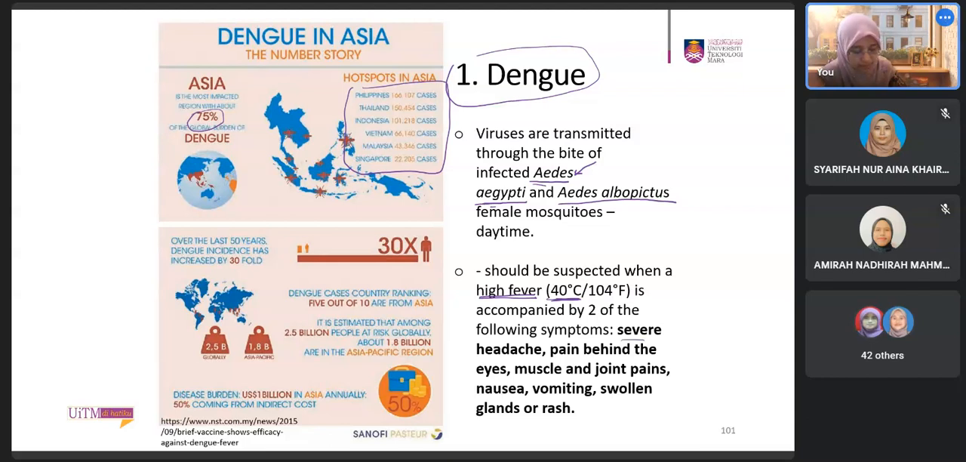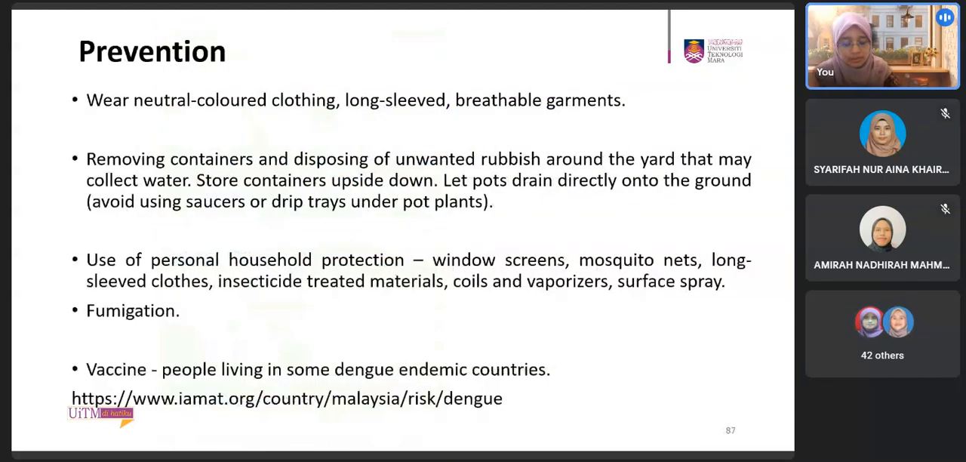Okay, so prevention. So how to prevent dengue? So wear natural colored clothing, long leaf and breathable garment, and then remove containers and disposing of unwanted rubbish around the yard that may collect water. So kalau ada pasu bunga whatever kan, so elak daripada dia bertakung air.